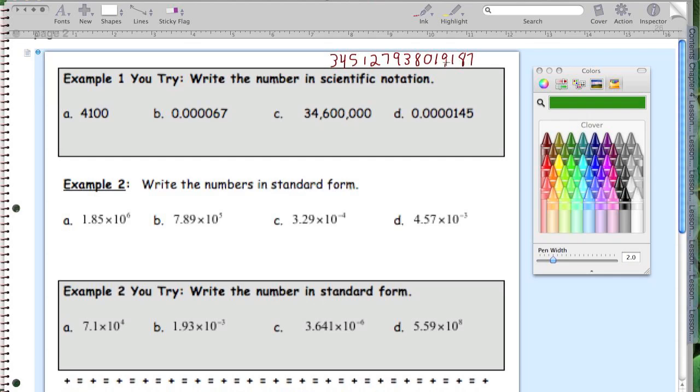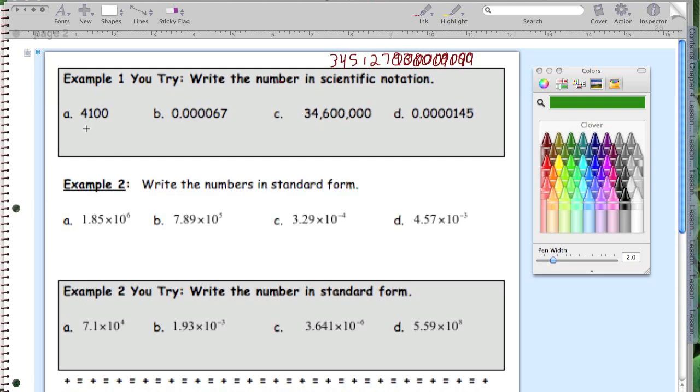Chances are, if I'm actually measuring this in real life, that I'm not going to make it that accurate. Usually these are going to be zeros. And so rather than write all of them, we use scientific notation to save us some room. So let's take this. We want to write this number in scientific notation.